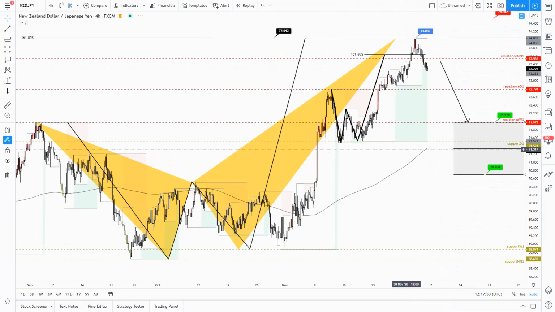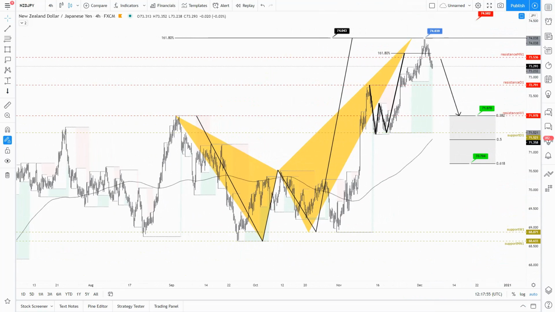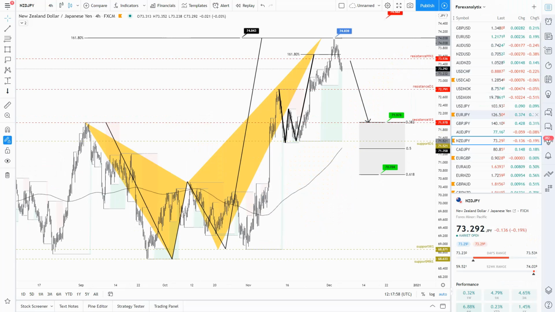Well, for now I'm paying special attention to the New Zealand dollar versus the yen, which was the last trade that I pushed together with the Norwegian krone.